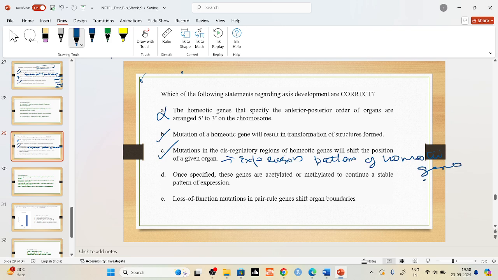Okay. So this is the correct statement. Then once specified, these genes are acetylated or methylated to continue a stable pattern of expression. Is it correct? Yes. So why? Because epigenetic modifications such as acetylation or methylation help in maintaining stable gene expression. So see, this is very important to understand. Whenever we talk about modifications, acetylation and methylation, they are nothing but epigenetic modifications.